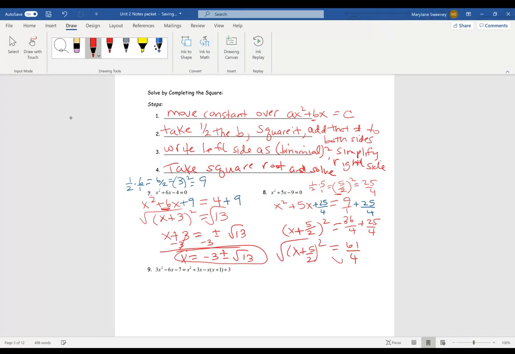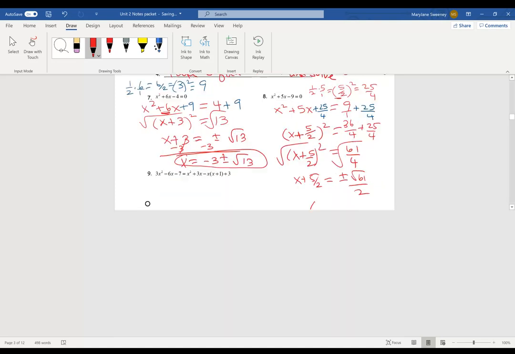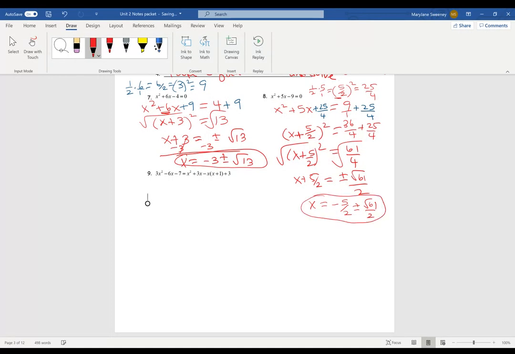And then notice when I square root, plus or minus, that's radical 61 over regular 2. Square root of 4 is 2. So that comes out of the square root. And then move the -5/2 over. And that's your answer. Since it has a common denominator, or you could say -5 plus or minus radical 61 over 2, it doesn't matter to me, whichever way. So either or is fine for your answer.